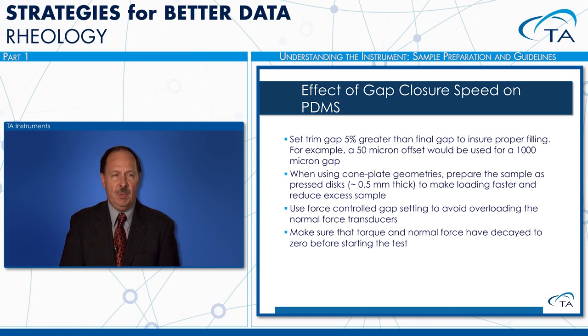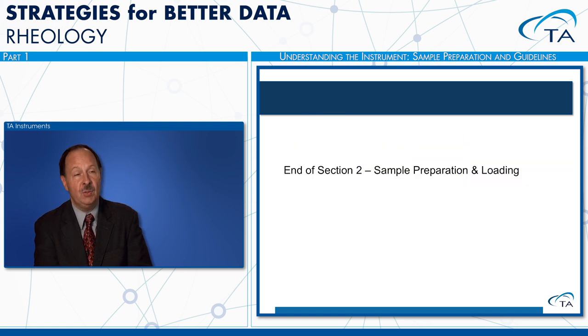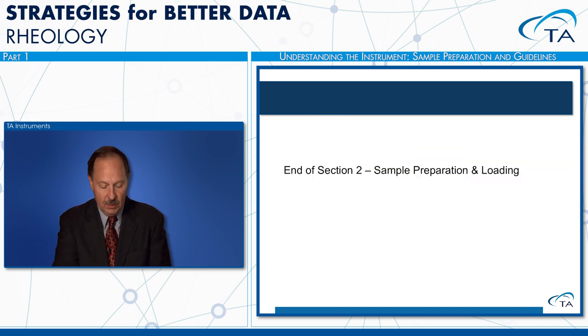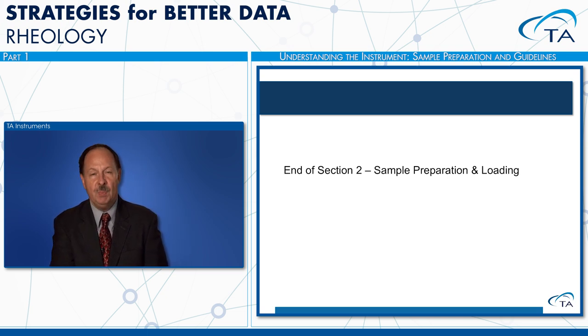Okay, so when you go to your gap, typically what you'll do is you'll go to a trim gap that's 5% higher than your target gap, and then ultimately you'll go to your final gap. And again, we keep an eye on the speeds for closing, so as to avoid any extraneous effects on the measurement on our sample.